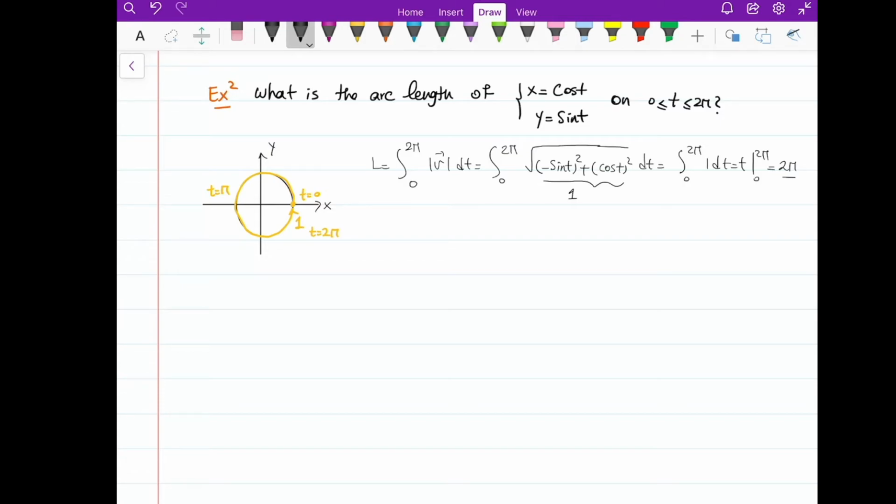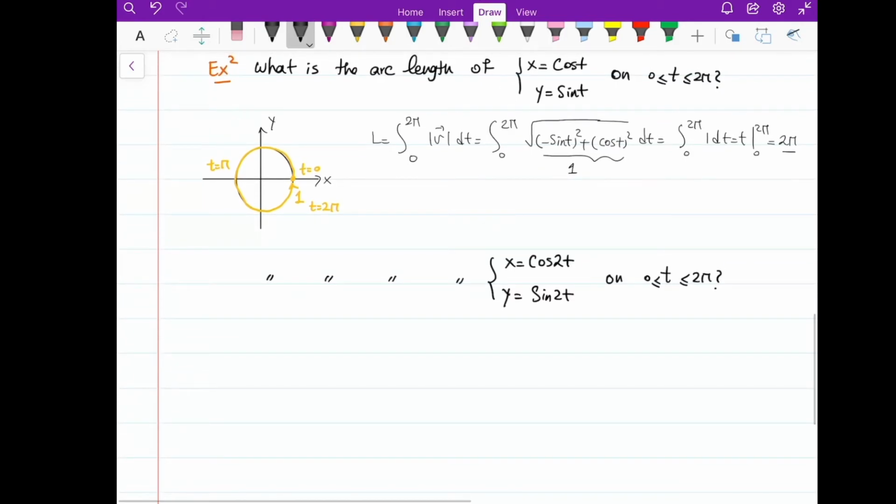And the next question is, what is the arc length of x equals cosine of 2t, y equals sine of 2t on t between 0 and 2 pi? Well, this is the same case, because I have cosine squared plus sine squared equal to 1. That's why I get a circle of radius 1. But if I plug in 0, I get 1 and 0, so at t equals 0 I'm in here. If I plug in pi over 2, I get cosine of 2 times pi over 2, which is cosine of pi, -1, and sine of pi, 0. So at t equals pi over 2, I'm here.